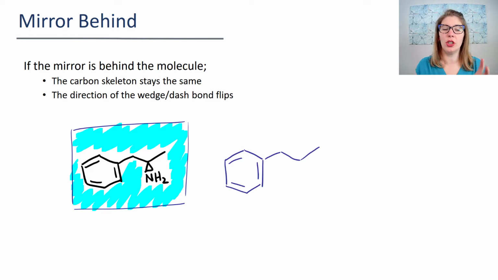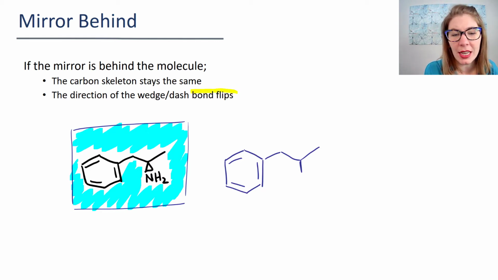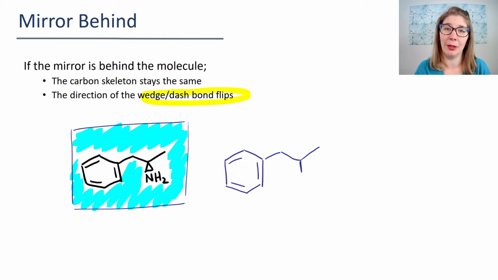Meaning that we're not changing the benzene ring; right now it's on the left, and it's staying on the left. Once you get to the benzene ring at this position, your NH2 is there, and that's staying there. So we're keeping the skeleton the same, and then the directionality of the wedge and dash bonds flip. So here that NH2 is on a wedge bond. In my mirror, it will now be on a dashed bond.